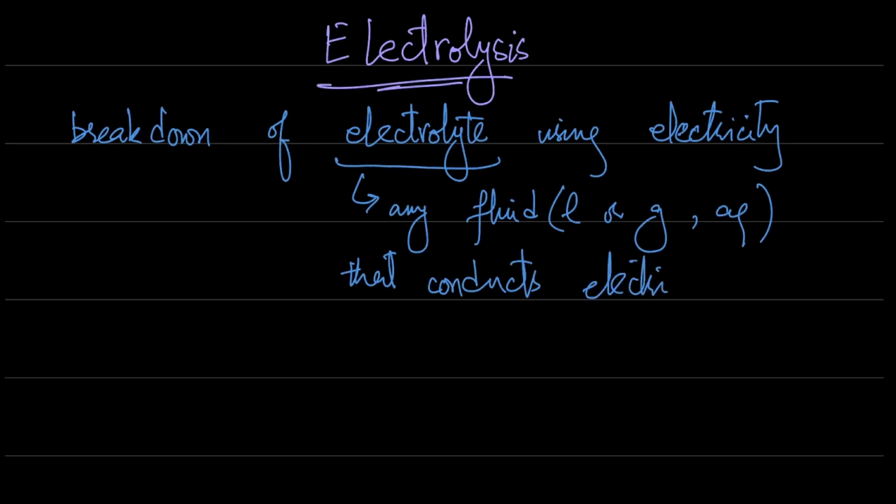Why does a liquid substance conduct electricity? Tell me. It has free moving ions. Very good. It has free moving ions, and those ions allow it to conduct electricity. Okay? Can you give me an example?